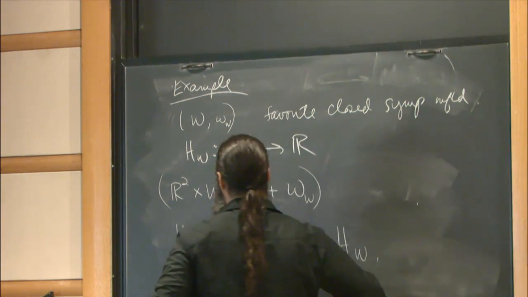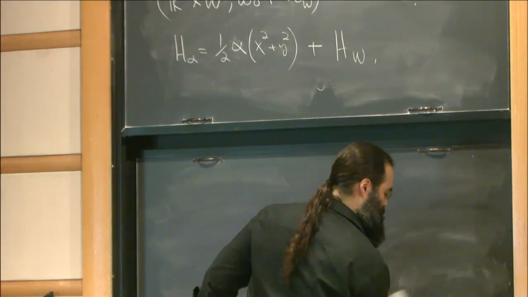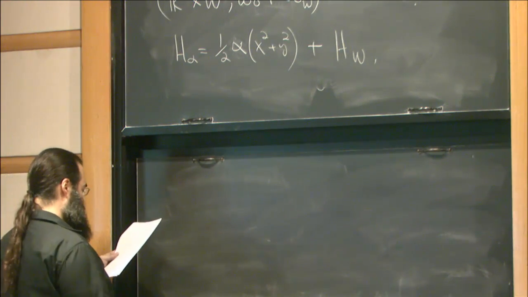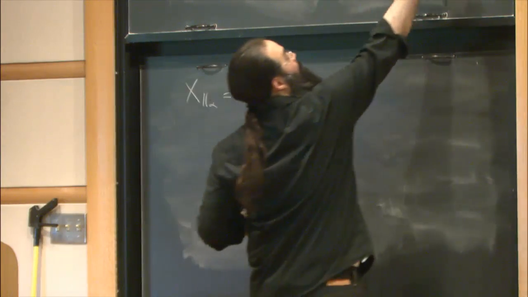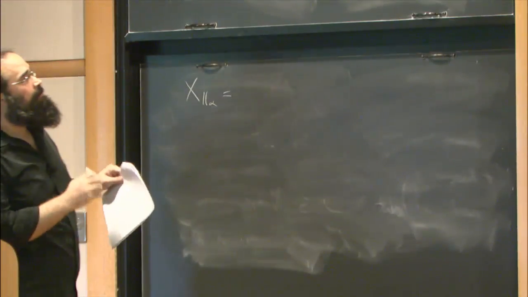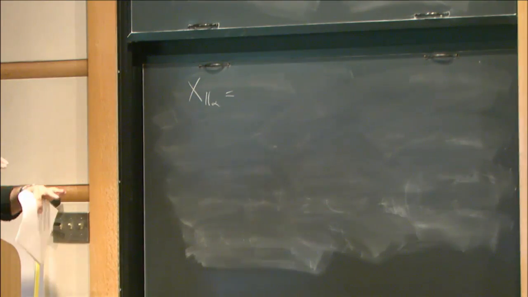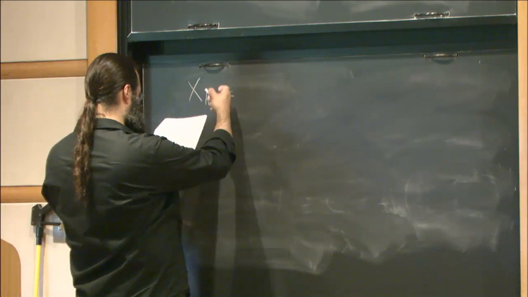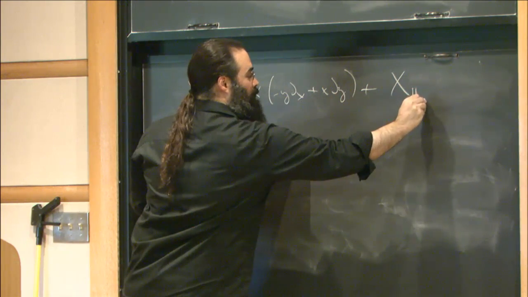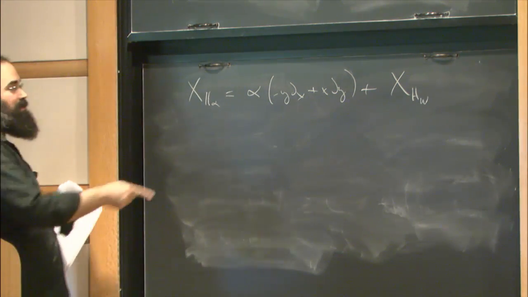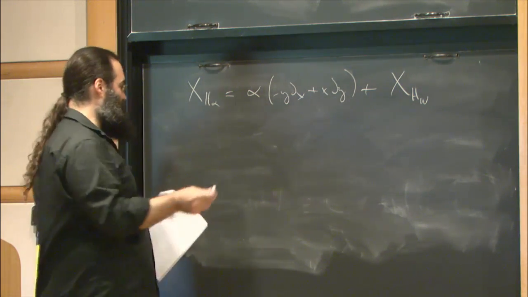So, the Hamiltonian vector field. Yeah, alpha is a real number. And later, for the sake of getting non-degenerate periodic orbits, I want to assume it's irrational, or at least irrational when scaled by 2 pi. The Hamiltonian vector field is alpha times (minus y dx plus x dy), plus this on the W factor. So for periodic orbits, as long as alpha is irrational up to scaling by 2 pi, this never has any at 2 pi.